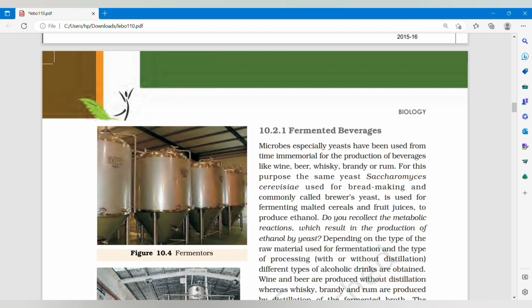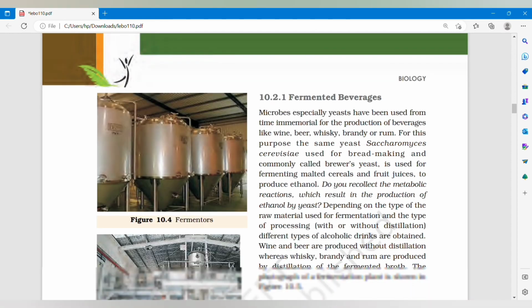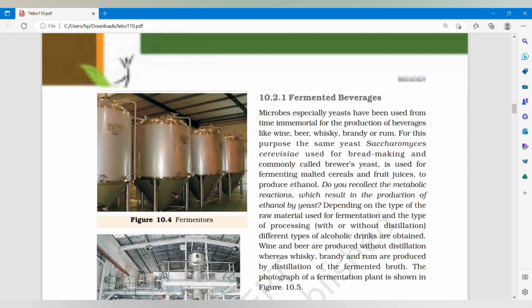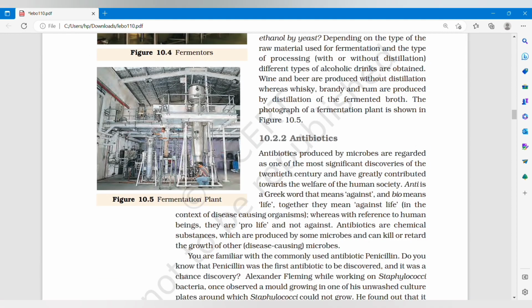Do you recollect the metabolic reaction which results in the production of ethanol by yeast? Depending on the type of raw material used for fermentation and the type of processing, with or without distillation, different types of alcoholic drinks are obtained. Wine and beer are produced without distillation, whereas whiskey, brandy and rum are produced by distillation of the fermented broth. The photograph of a fermentation plant is shown in the figure. That is, in figure 10.4, fermenter diagrams are given, and in 10.5, the fermentation plant is given.